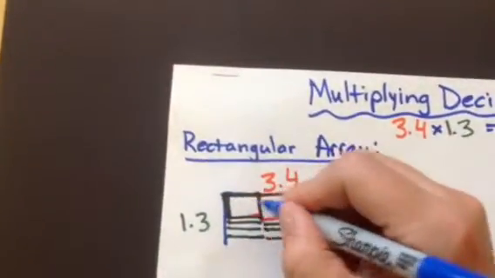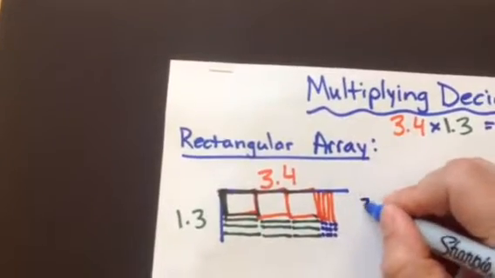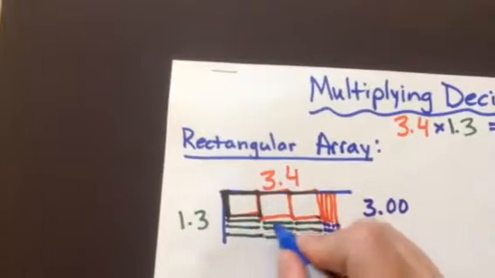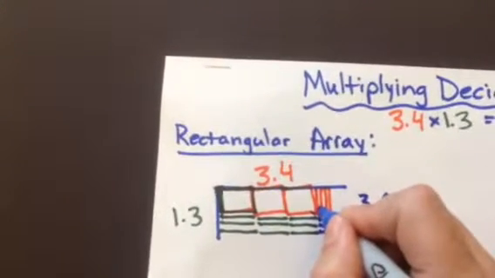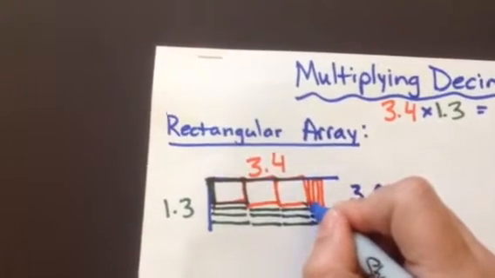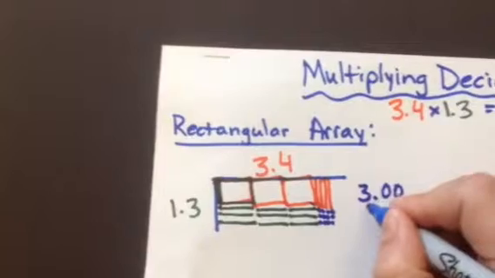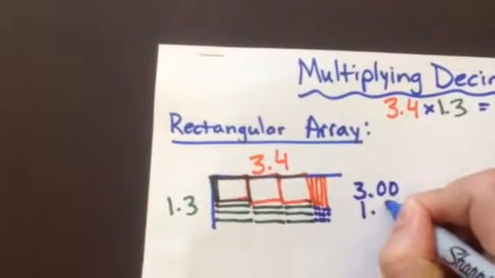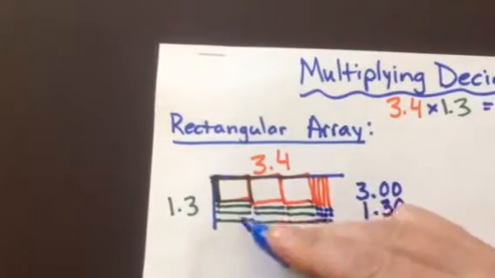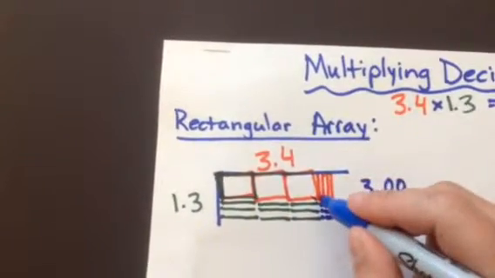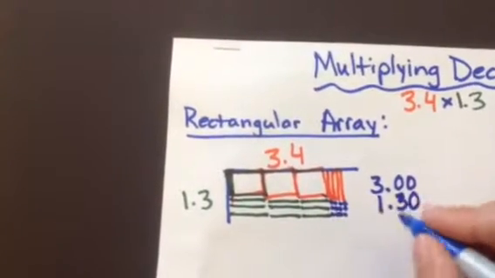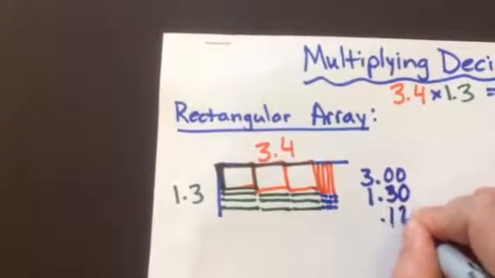If I look at my picture, I have 3 whole squares. I have 3, 6, 9, 10 tenths, which would give me another whole, plus 3 more tenths. So I have 1 whole and 3 more tenths. Again, that's 10 tenths make 1 whole with 3 tenths left over. And then I have 12 hundredths over here.